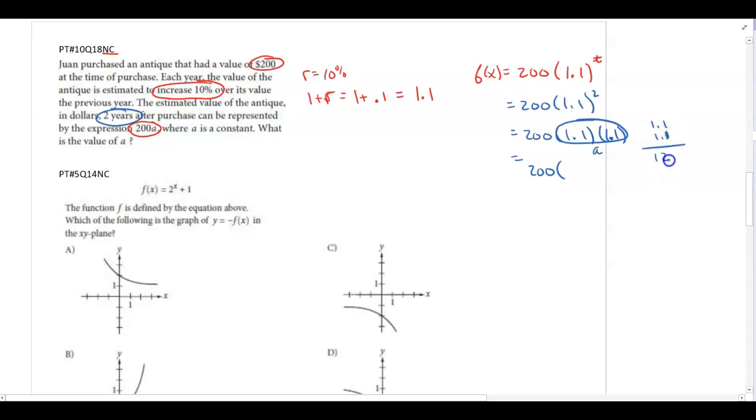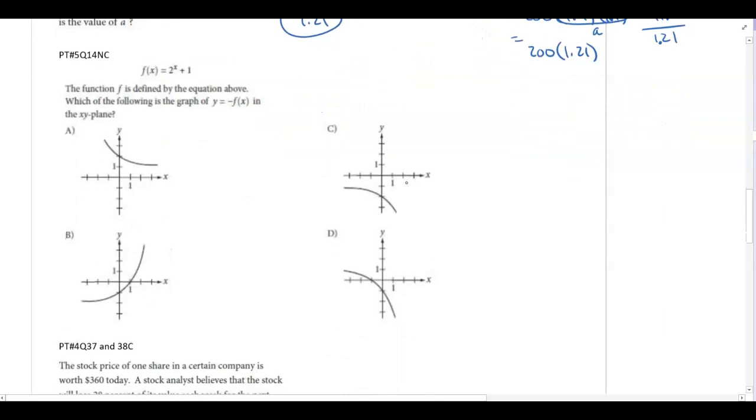Remember, 11 times 11 is 121. And if I move the decimal 2 places to the left, it would give you 1.21. And you would grid that in, 1.21. That would be your answer, because 200 times 1.21 is the same as evaluating this function in exponential form.